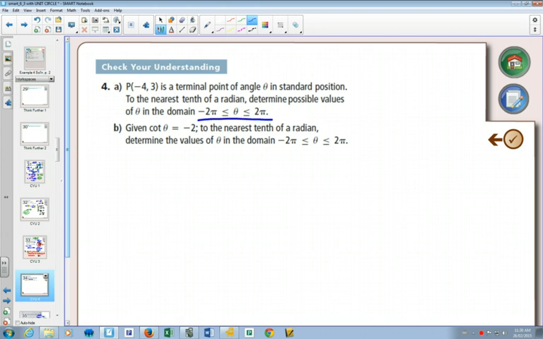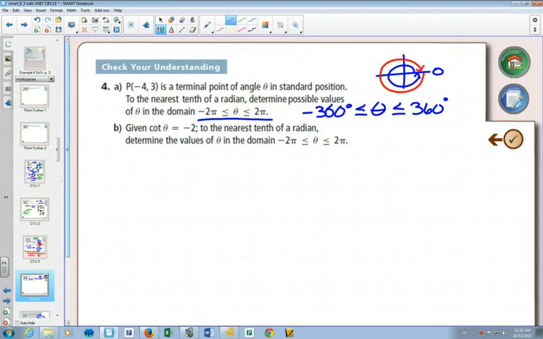This same question in degrees, instead of negative 2 pi, it would have been negative 360 degrees less than theta less than 360 degrees. And if you imagine what that domain means, on standard position, starting with 0 here, that would be once in the positive direction, because that would be 0 to 360, and once in the negative direction, because that would be negative 360 to 0, or 0 backwards to negative 360.